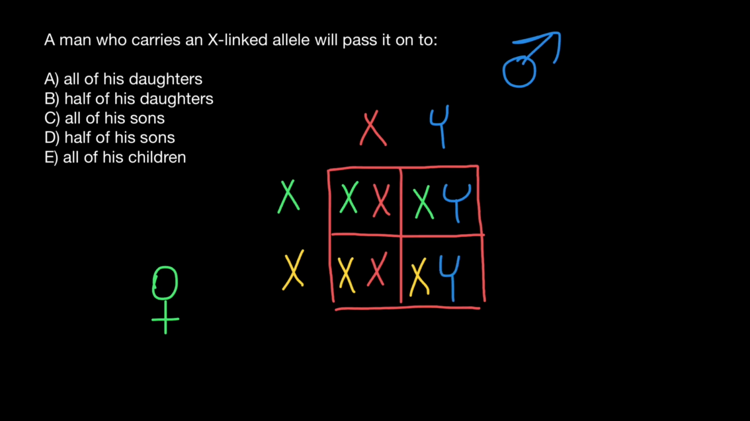And now let's read the question again. A man who carries an X-linked allele will pass it on to, and as you see, a man will pass his X chromosome to all his daughters and none to his sons. To all his sons, he's going to give the Y chromosome. So let's check the correct answer, and this is going to be answer A, to all his daughters.